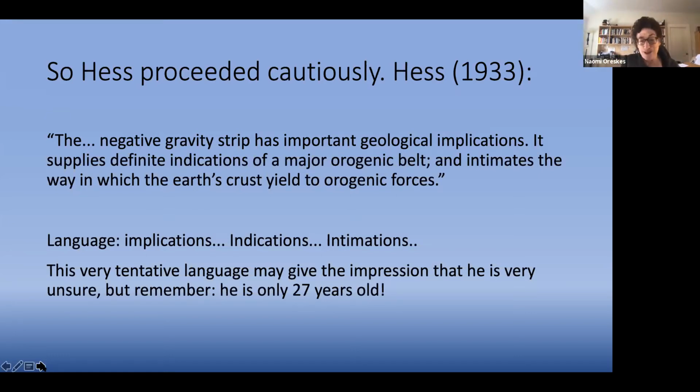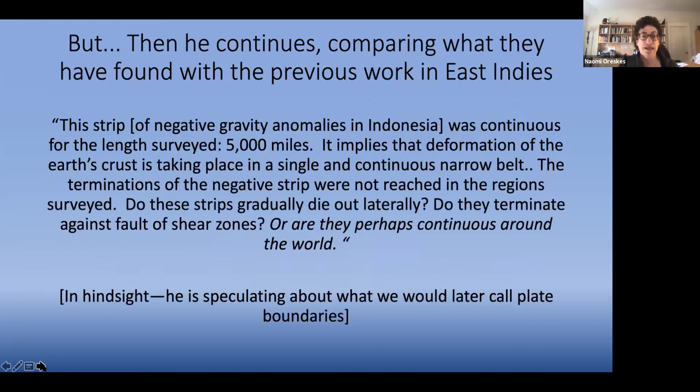So remember, he's only 27 years old, and he's going up against some of the most famous people in American geology. But despite that, he still continues, and he still pushes the argument. And he compares what they found with the previous work in the East Indies. And he says, this strip of negative gravity anomalies in Indonesia was continuous for the length surveyed, 5,000 miles. In other words, it didn't end. They stopped the survey because they ran out of time and space, but the thing did not end.